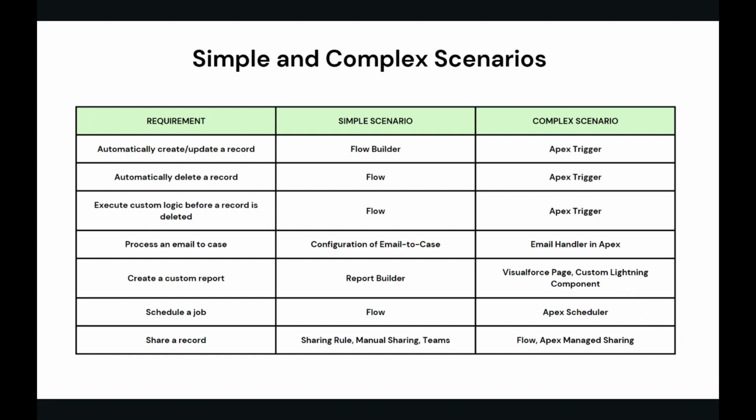If you want to schedule a job for a simple scenario, you should use Flow, and in a complex scenario, you should use Apex Scheduler. If you want to share a record, you should use sharing rules, manual sharing, and Teams for a simple scenario, and Flow or Apex Managed Sharing for a complex scenario.